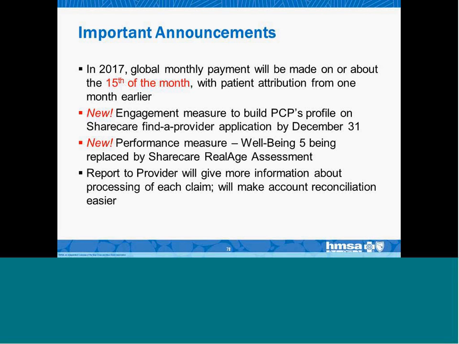For the performance measure, Wellbeing 5 has transitioned out, and we're replacing that with the Sharecare Real Age Assessment. We do have tools available for Sharecare Real Age, as we did with the Wellbeing 5 little notepads where you can write down your patient's biometric information that will help them to complete their Sharecare Real Age Assessment. So it has information such as their blood pressure or any current labs they have, such as their cholesterol level. And of course, your report to provider gives you more information about the processing of each claim, and it'll help you with reconciliation as well.